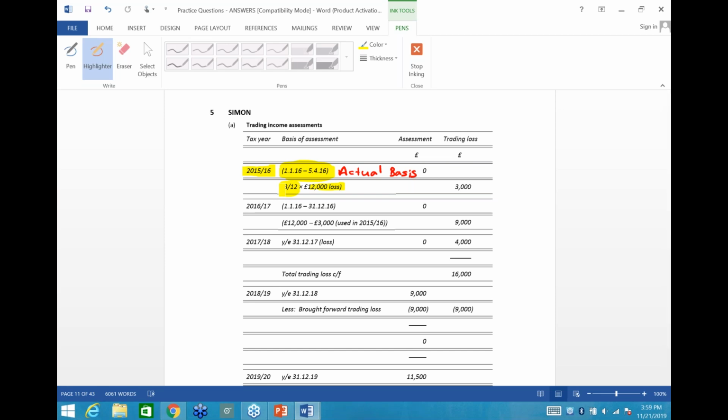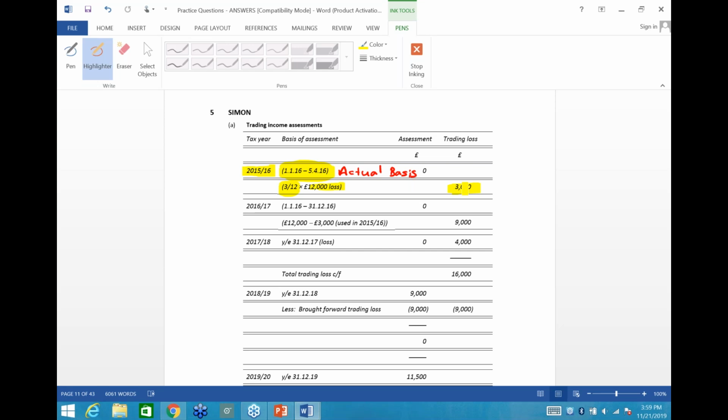So from 12,000, which is for a period of 12 months, under the actual basis for the tax year, we need to consider only 3 months profit or loss. So take 3 months loss here, which is £3,000. So this is the loss attributable to the first tax year. So that is how you apply the opening year rules for the first tax year.